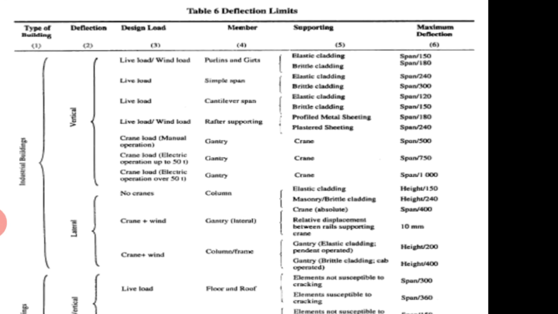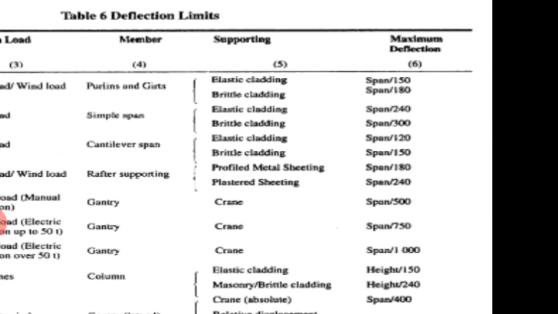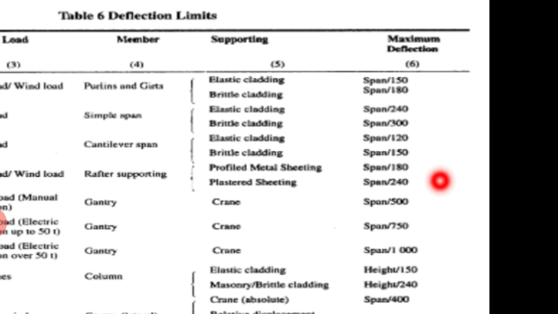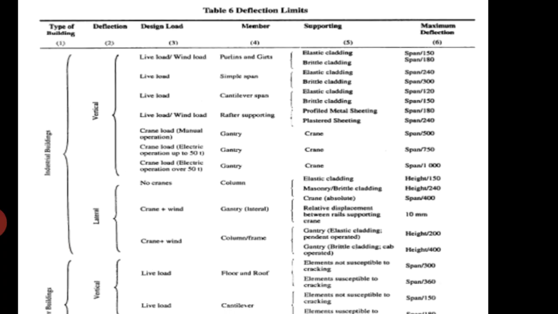This Table 6 gives the limits for deflection for different types of loading, that is vertical loading and lateral loading, and even for industrial buildings and other buildings. Here the limits are given, such as span by 150. These are the maximum deflection limits. So please refer to IS 800-2007 Table number 6.